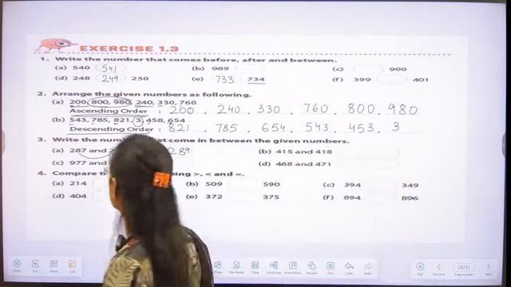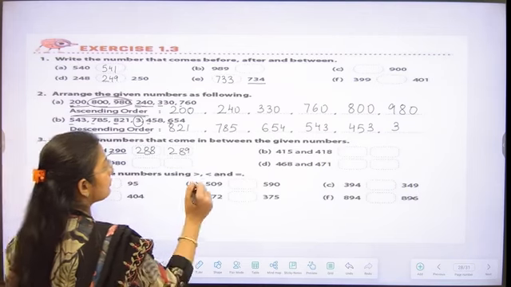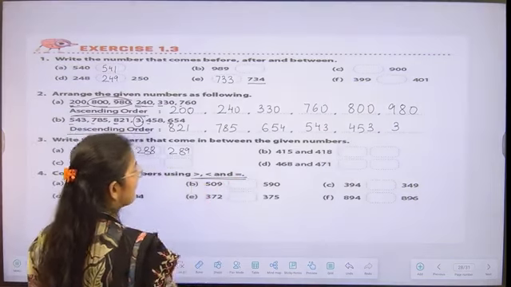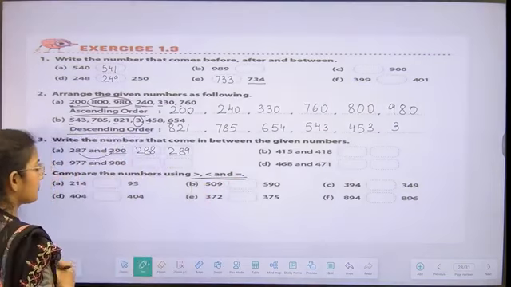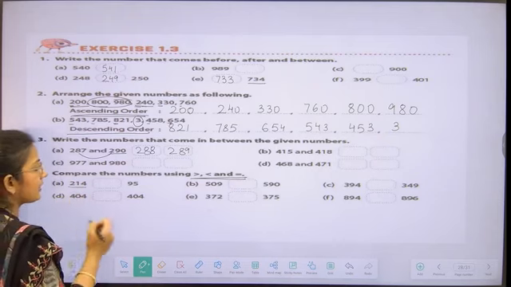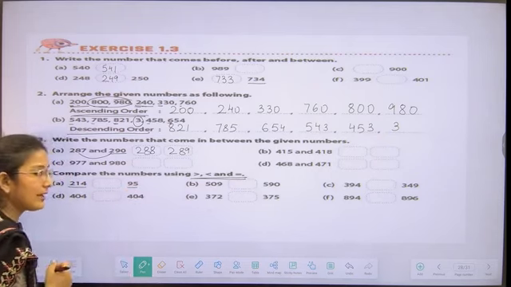Moving to the next one, what do we have to do? We have to put the sign and compare the numbers. So the first number is 214 and the next number is 95.